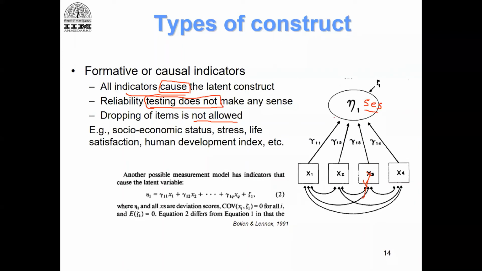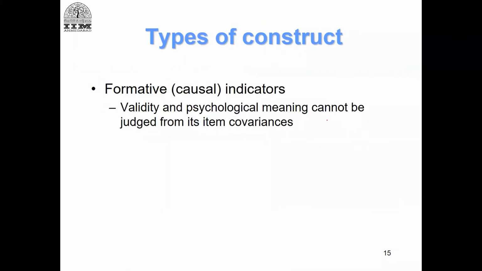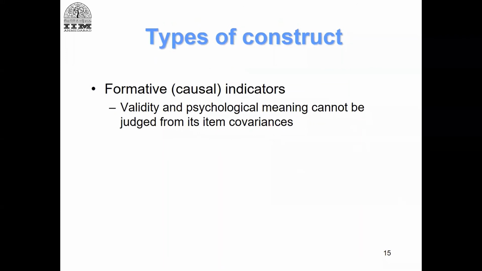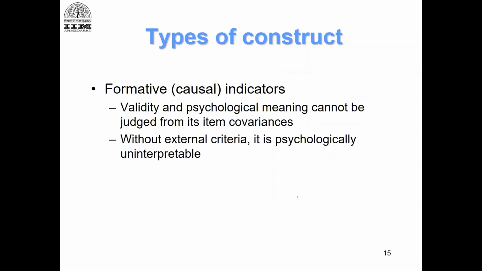So in formative indicators or formative models, validity and psychological meaning cannot be judged from item covariance because there is no necessity for them to covary. Father's income may not be correlated with mother's income at all. Mother may be a housewife, father may be working. So there is no correlation there, right? So there is no meaning to be judged from item covariances.